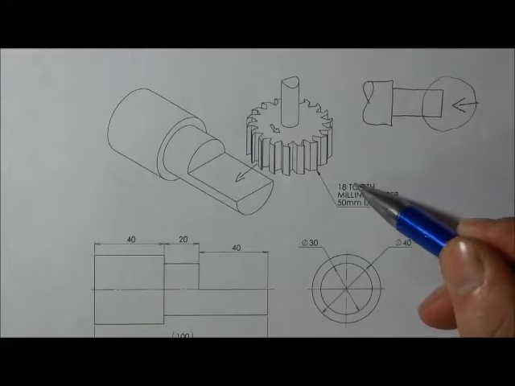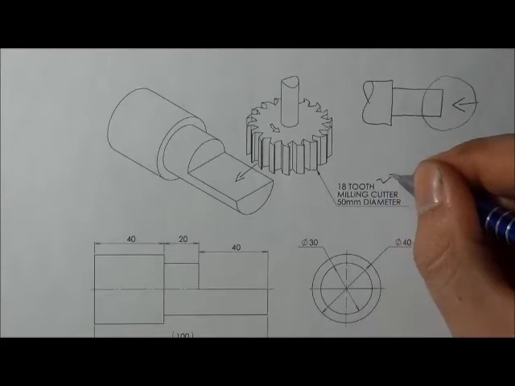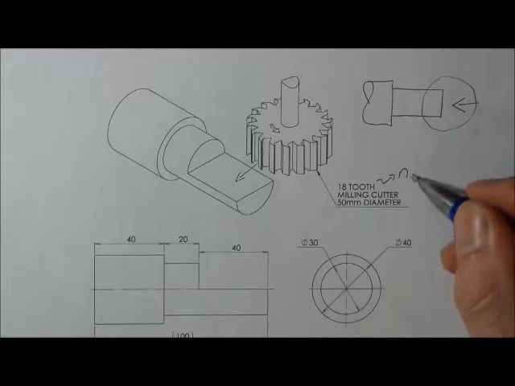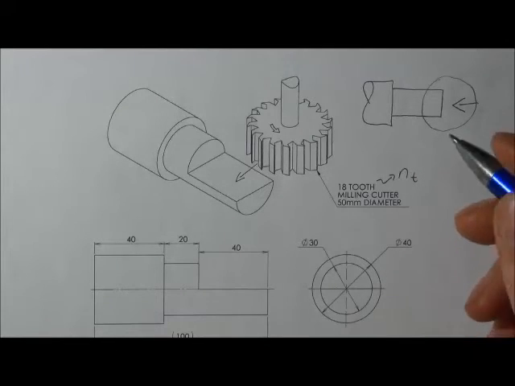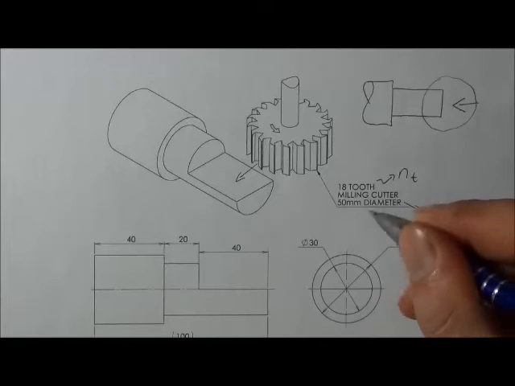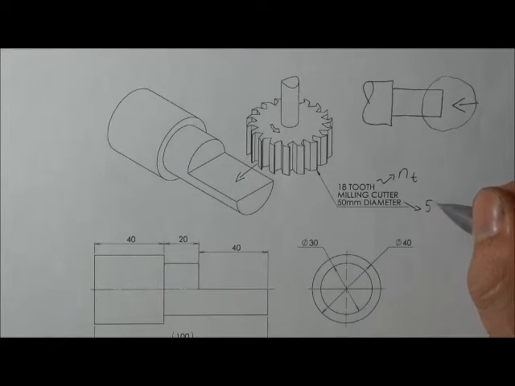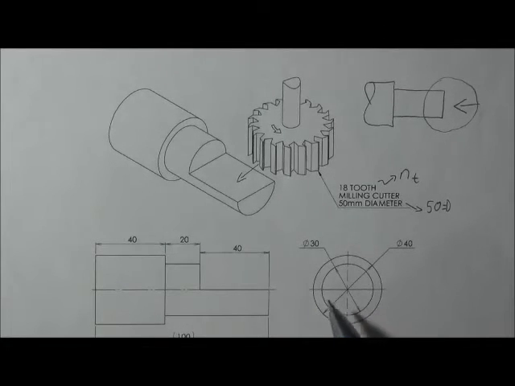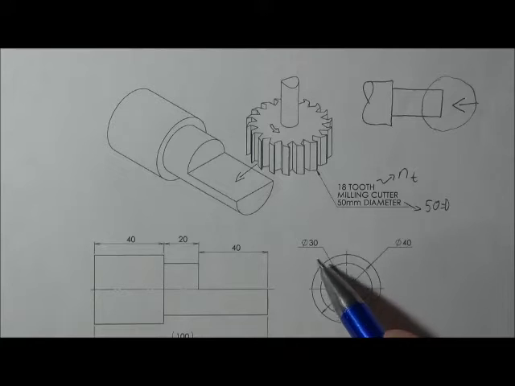We're given an 18 tooth cutter. That's small n_t for number of teeth. And it's got a 50 millimeter diameter. So that means big D is equal to 50. The shaft we are machining has a width of 30 millimeters. We're machining at the end where it has a diameter of 30.